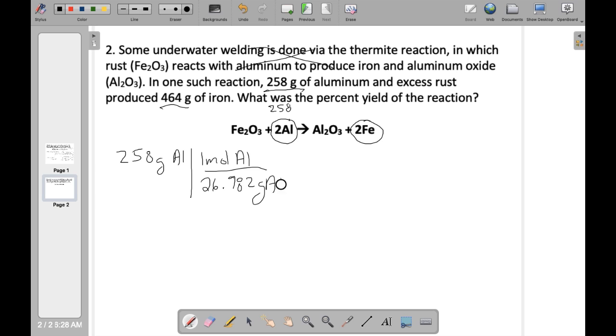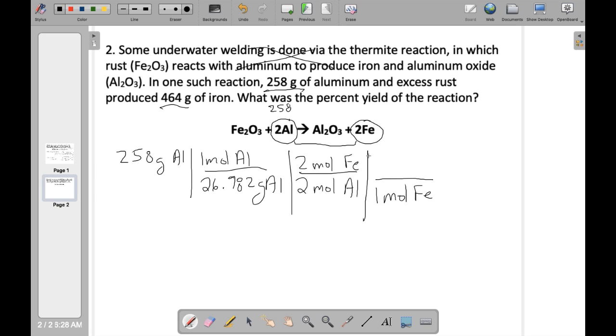1 mole of aluminum equals 26.982 grams of aluminum. Let's build our mole ratio. 2 moles of aluminum should equal 2 moles of Fe, iron. Now let's take iron back to grams. 1 mole of iron will equal 55.847 grams of iron.